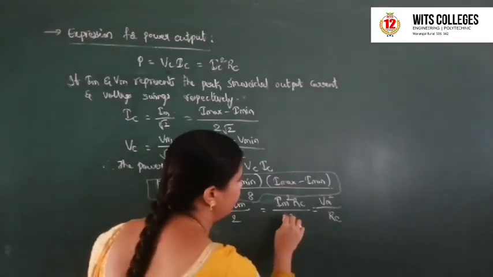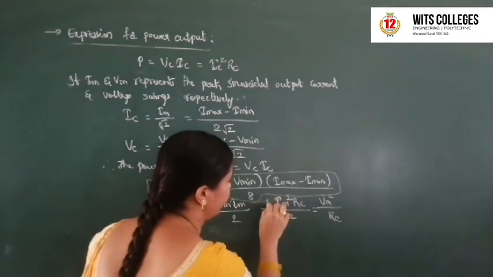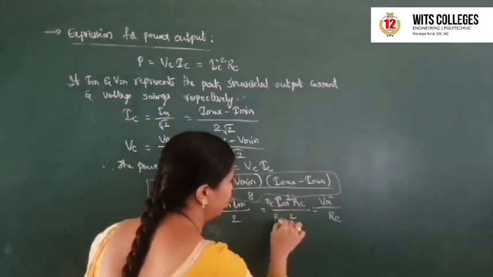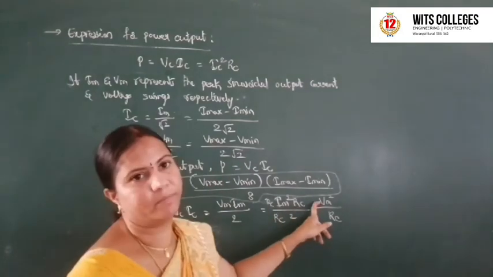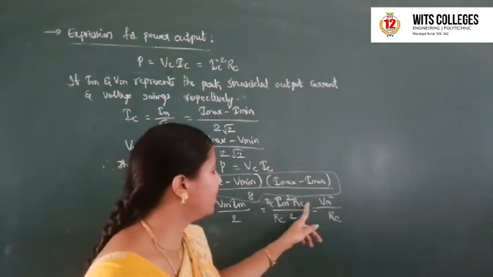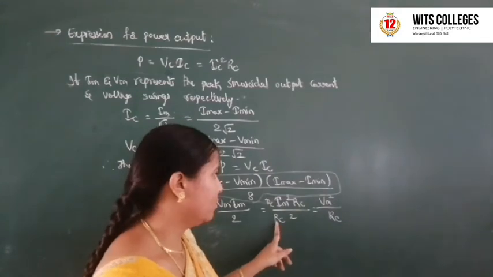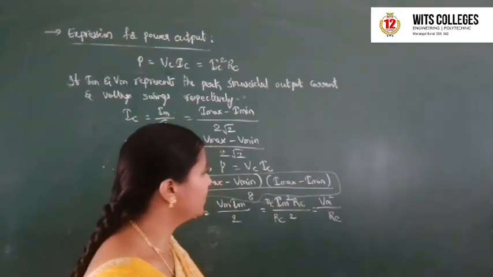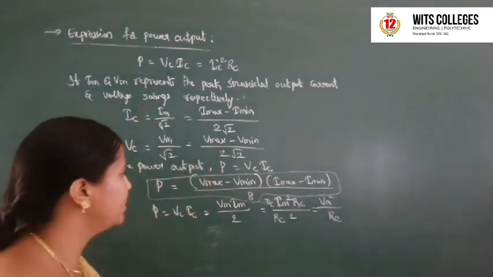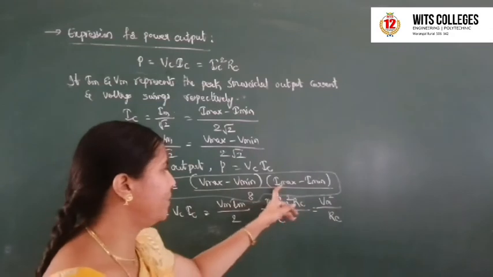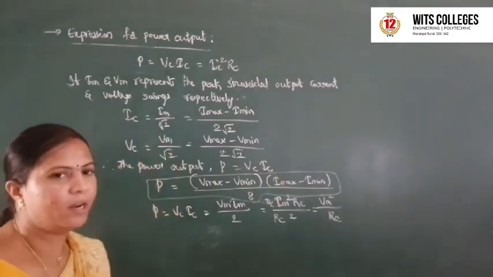Suppose the numerator and denominator are multiplied by RC into RC. Then Im square into RC square equals Vm square, and here you will get RC. Like this you will get the output. So the power output P equals VC into IC, which is equal to Vmax minus Vminimum into Imax minus Iminimum by 8. This is the expression for power output.